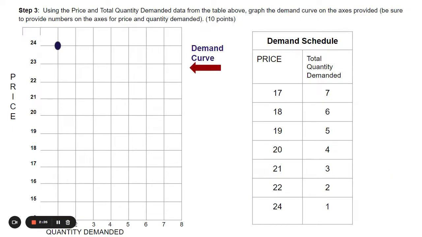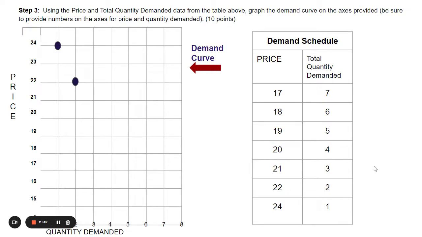Now we're going to graph it in step 3. We take a look and say, at $24, how much quantity demanded is there? There's 1. So we plot that on our graph. Then at $22 there is a quantity demanded of 2, and so on as we fill in the graph. And then we just draw in our demand curve.